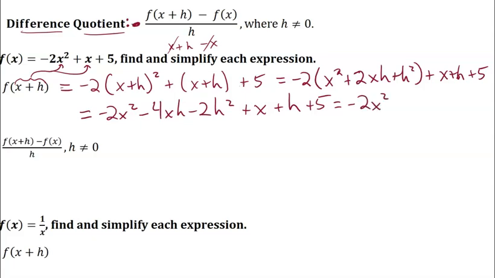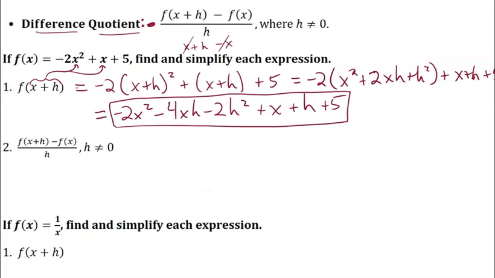Lastly, combining like terms, I have a negative 2x squared. Actually, no, I don't have any like terms, do I? Nope, back up. Done. I don't have any like terms because I can't combine like x squared and h squared, and this has an h, this one doesn't, so this is it. That is fully simplified.